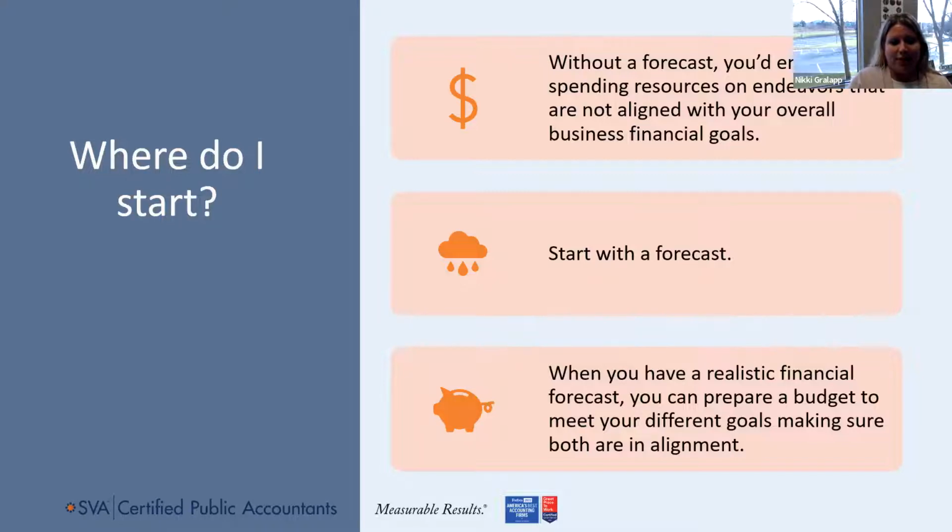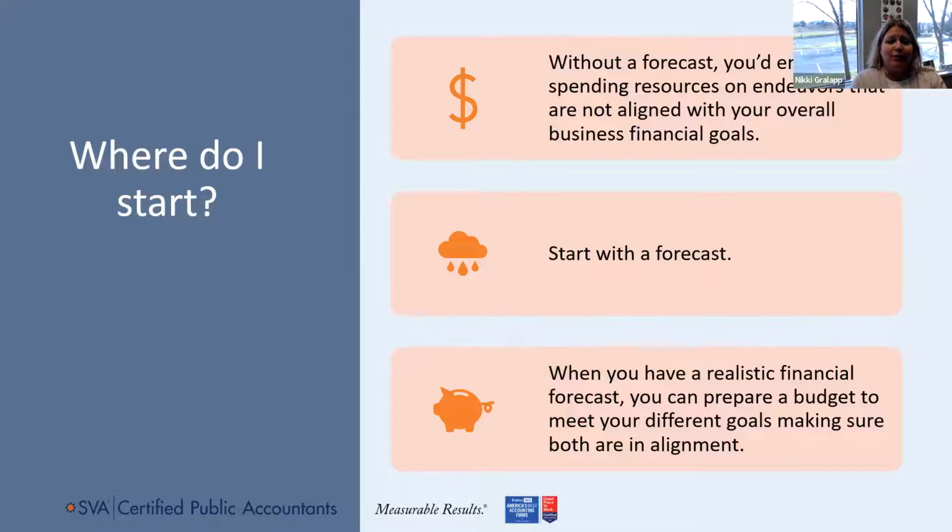So you need to start with a forecast. You need to know, hey, where do we want to take this business? Where does it look like this business is going? And then you need to create the budget to say, okay, within this period of time, typically your calendar year or your fiscal year, here's what we want to do in order to meet those objectives. So you need to make sure that both are aligned in order to get there.